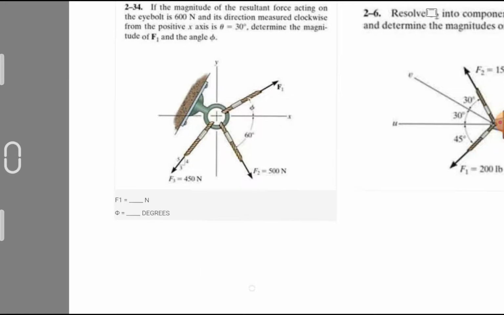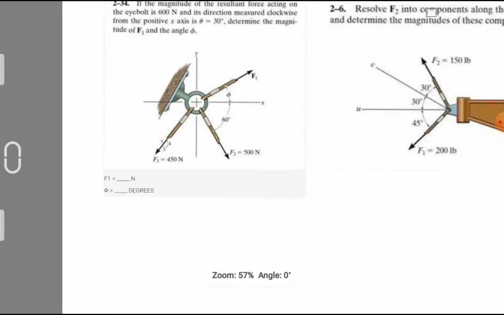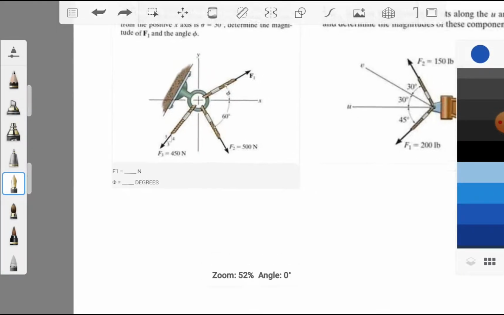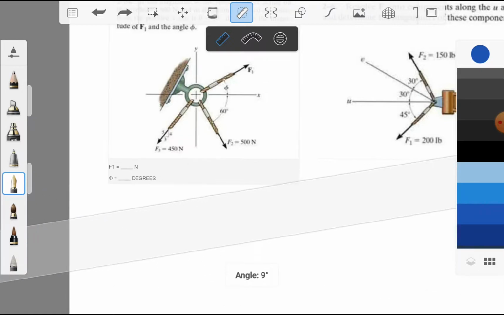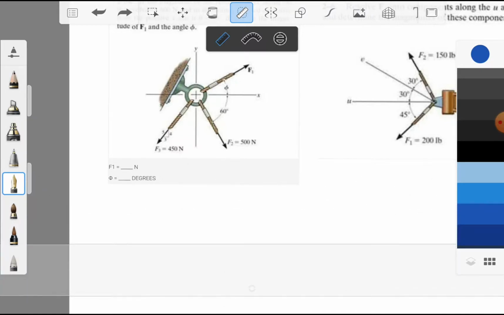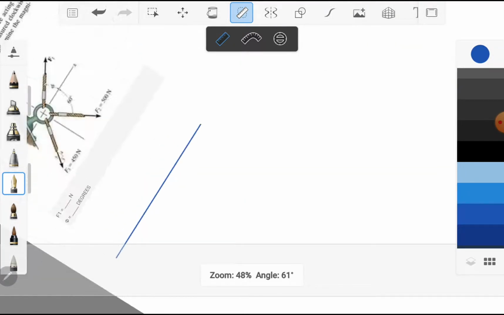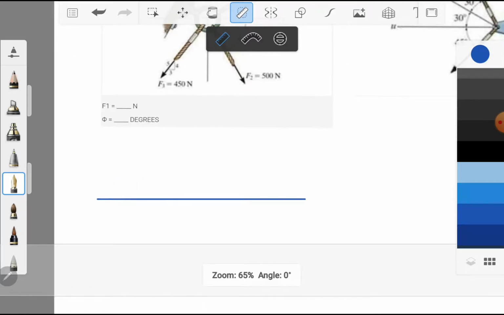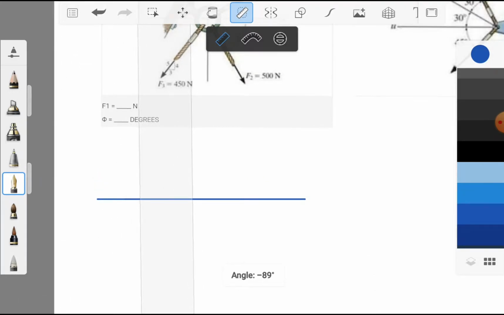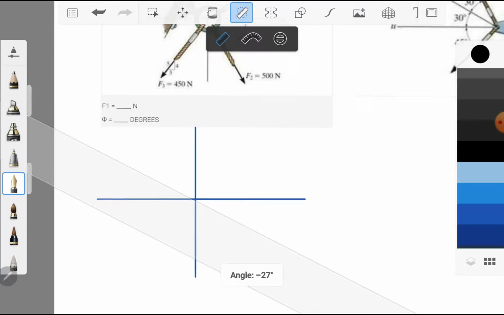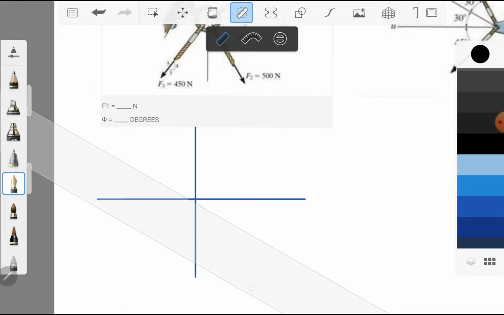Take note that from the word clockwise direction from the positive x-axis, we will go with the flow of the clock. So let's say we have my Cartesian plane. That will be our Cartesian plane, and this will be your 90 degrees, x and y. According to the problem, we have our FR which is 30 degrees below the x-axis from clockwise direction. So this will be our 30 degrees.